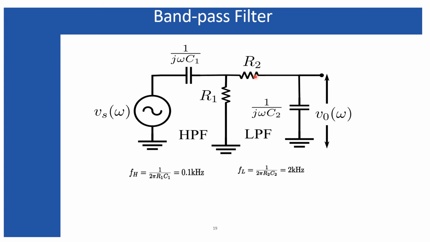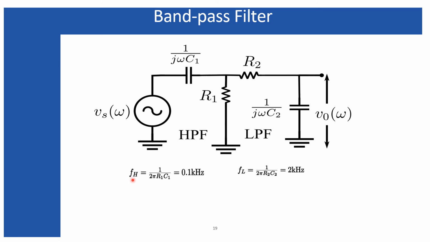So if R2 and C2, which define the higher cutoff frequency for the band pass filter, give a cutoff frequency greater than the cutoff frequency of the high pass filter, then you can obtain the band pass filter. In this case, as I have shown here, the cutoff frequency for the high pass filter, which defines the lower cutoff frequency of this circuit, is 0.1 kilohertz, and the cutoff frequency of the low pass filter is at some higher value, equal to 2 kilohertz, depending upon these values of R2 and C2, and that defines the higher cutoff frequency of this circuit.